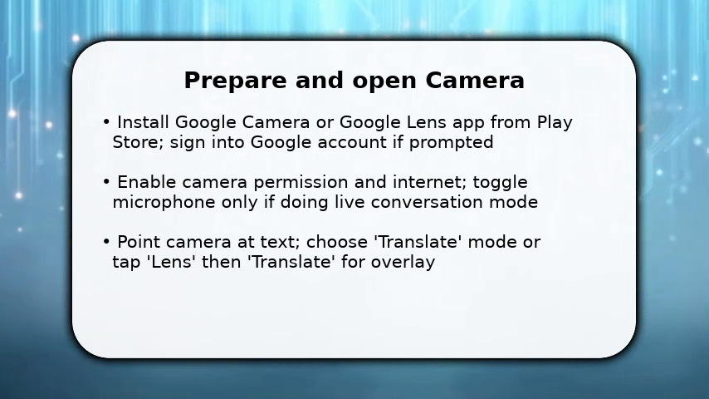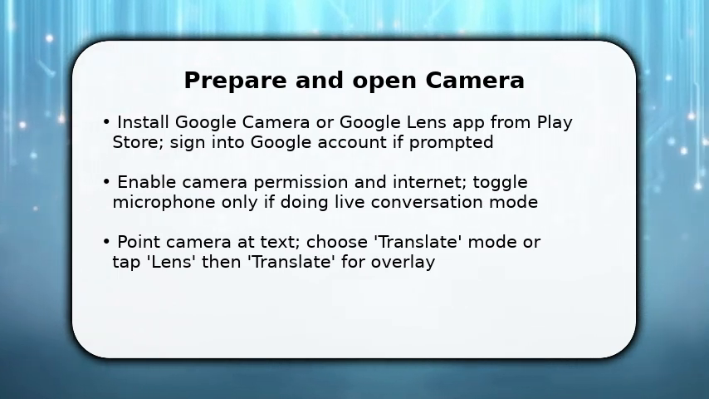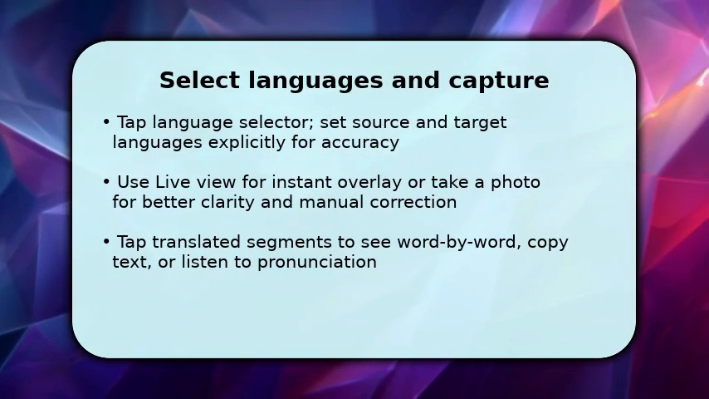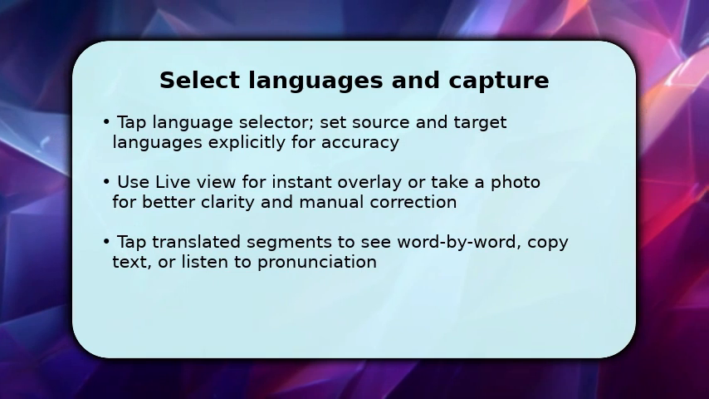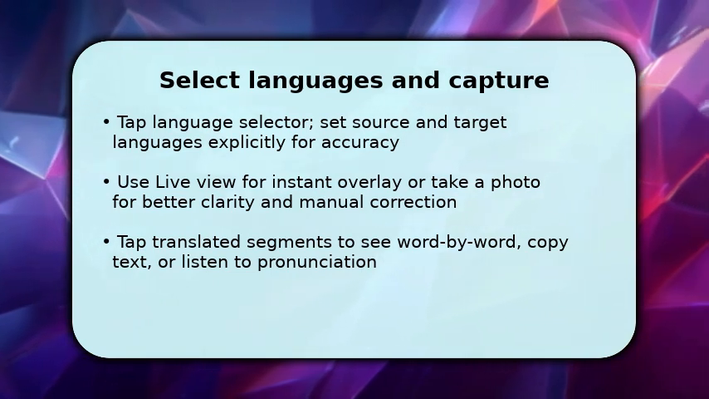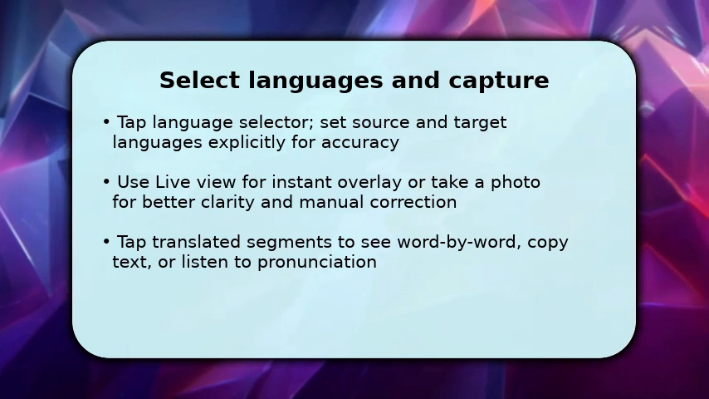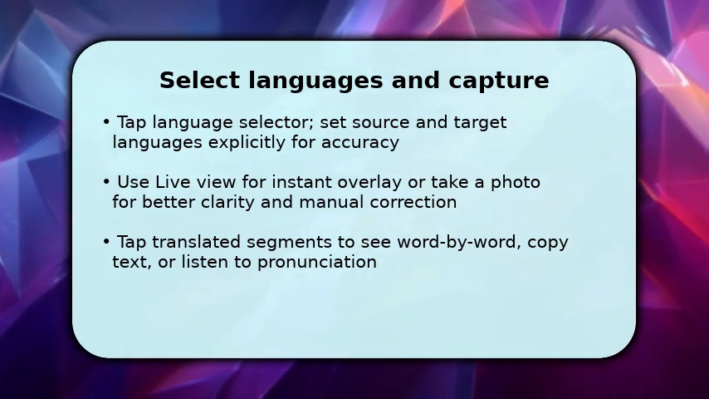You now choose languages deliberately. Open the language menu and set both source and target languages to avoid automatic misdetection. Next, decide whether to use Live Overlay for instant reading or take a photo to let the app process more carefully. Photos let you crop and correct text.